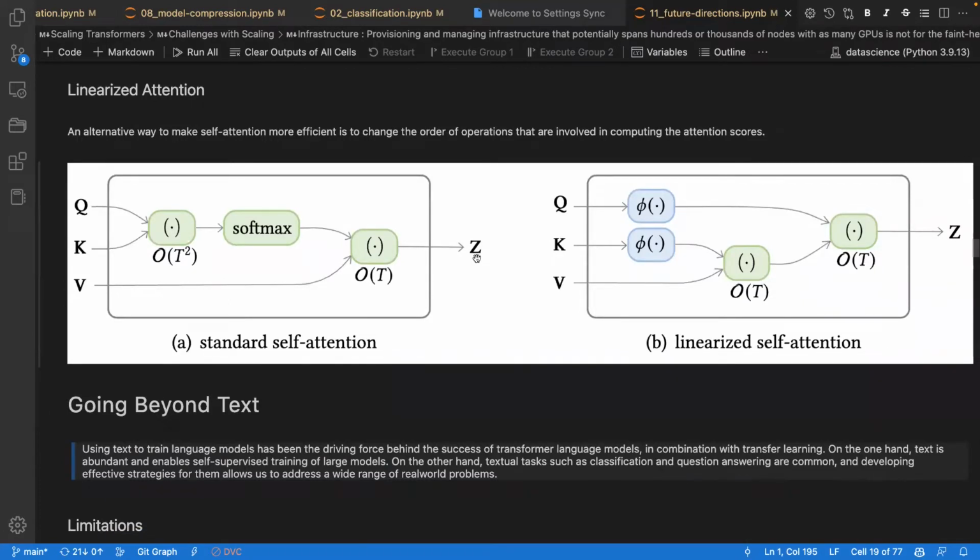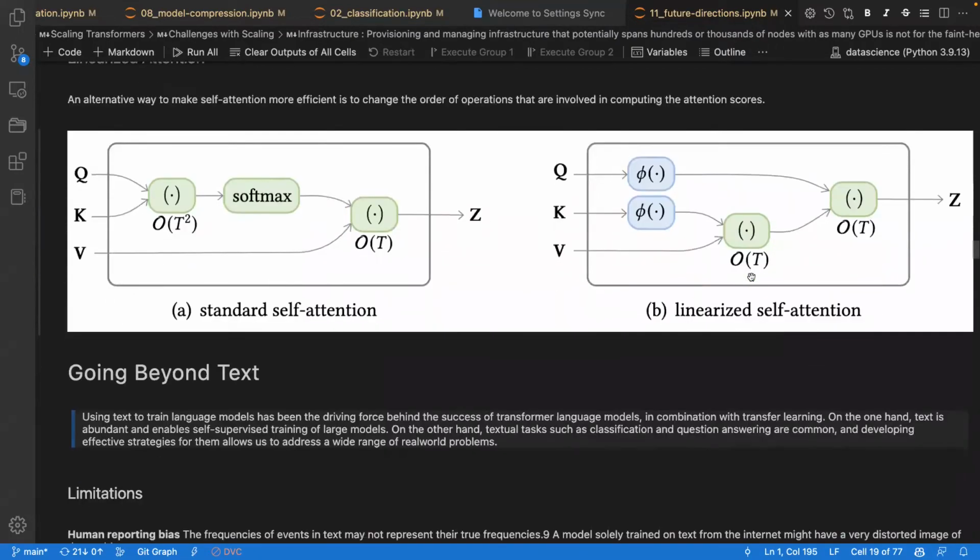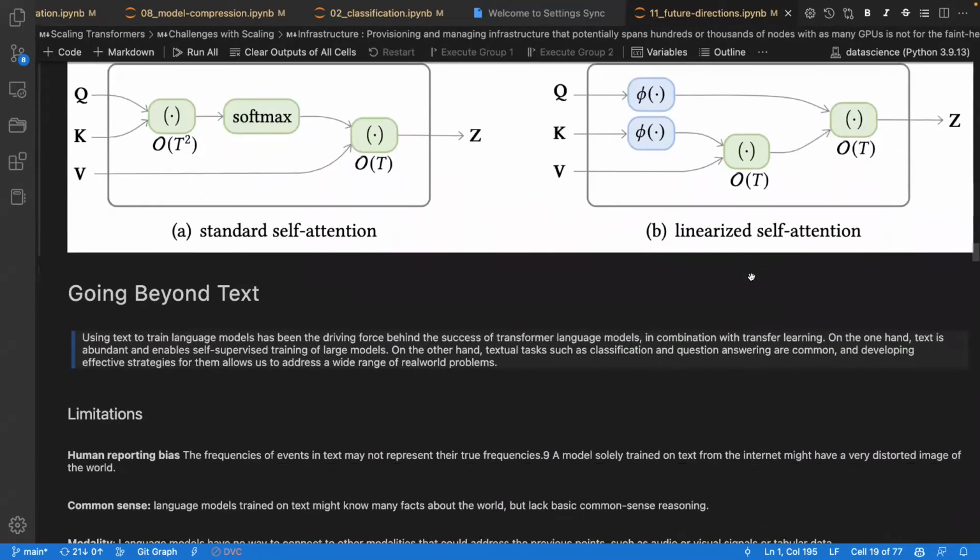This is linearized attention, because this is standard attention. They suggested something called linearized self-attention. We can see here there isn't this softmax. I'm not sure how this differs from this.